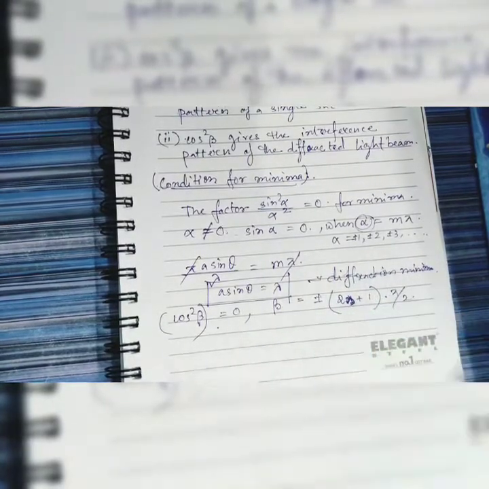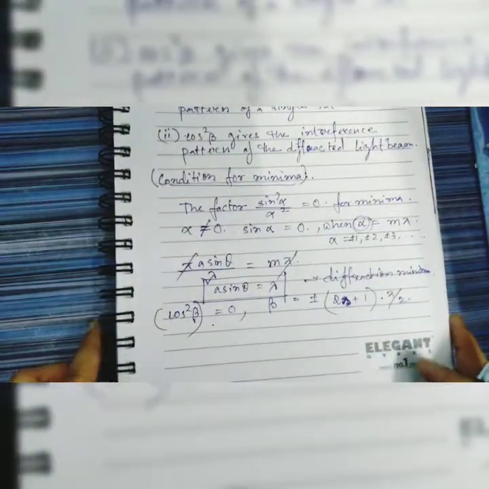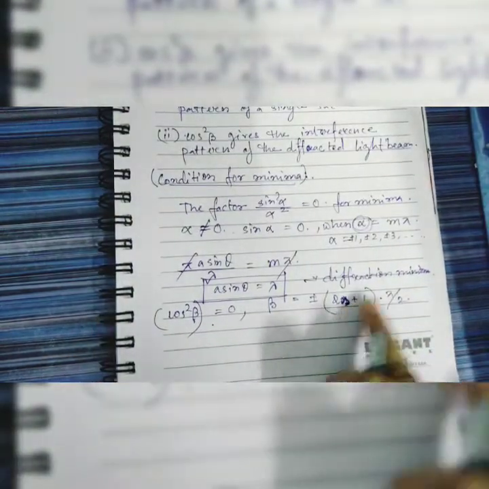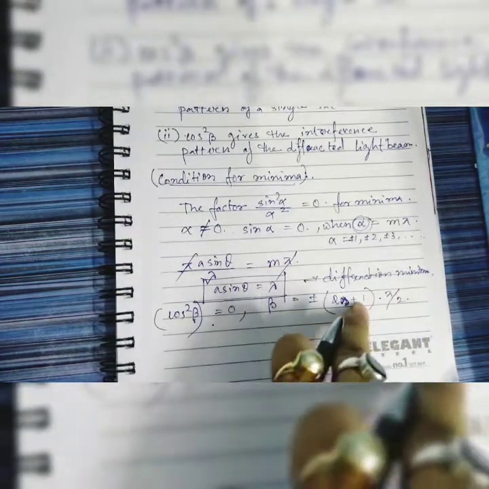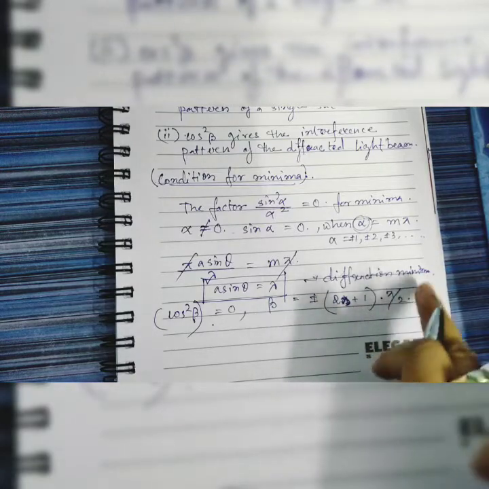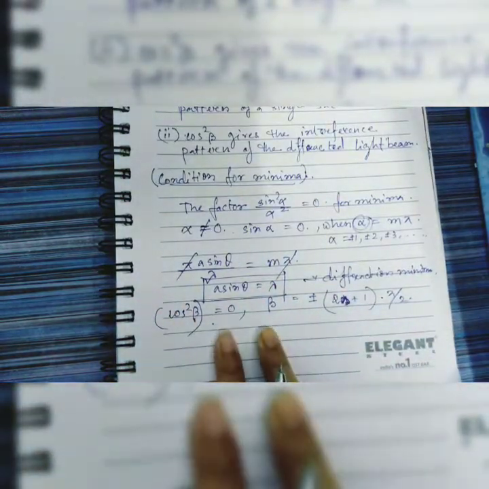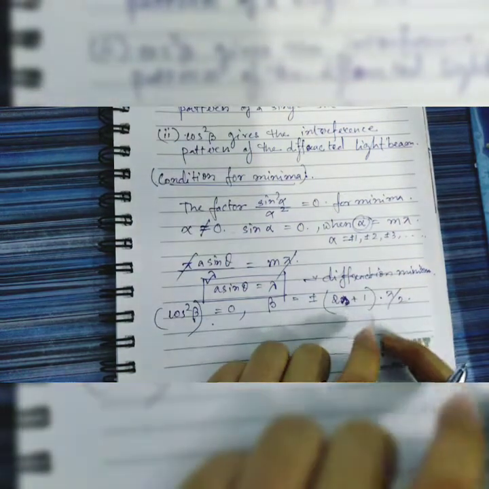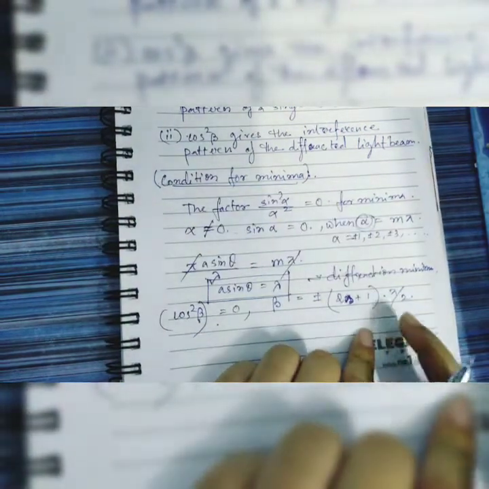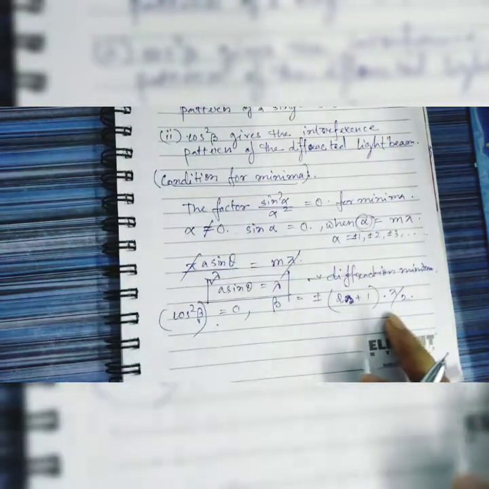Why 2s plus 1? Because we need odd integers of pi by 2. Whenever we take even integers of pi by 2, it will come like pi, 2 pi, 3 pi, 4 pi. That doesn't mean that cos square beta will give us 0. So we need to take only odd integral multiples of pi by 2 so that we can get the value of cos square beta equals 0, or cos beta equals 0 also.